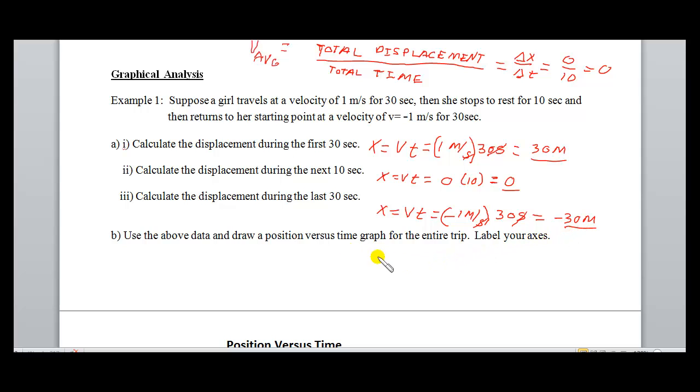Now, what I would like you to do is take this information here and draw a position versus time graph for the entire trip and label your axes. In other words, along the vertical axis, you're going to have x, that is the particular position, and then along the horizontal axis, you're going to be plotting the time in seconds. So push that pause button and see if you can sketch this position versus time graph.